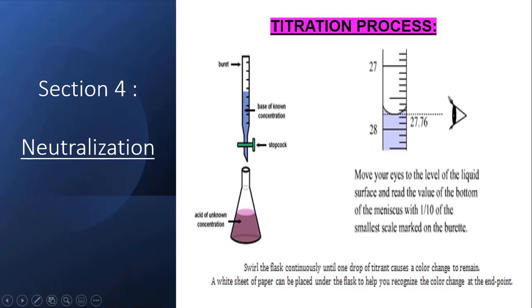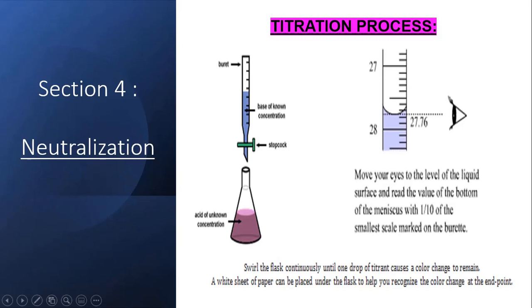This is 27.76 because it comes from 0 until 28. It's coming before 28 because it's here between 27 and 28. You have 1, 2, 3, 4, 5, 6, 7, and something else. So 7.7, almost 7.6.